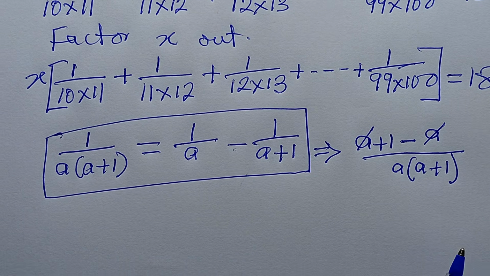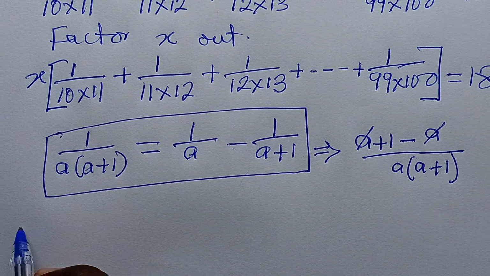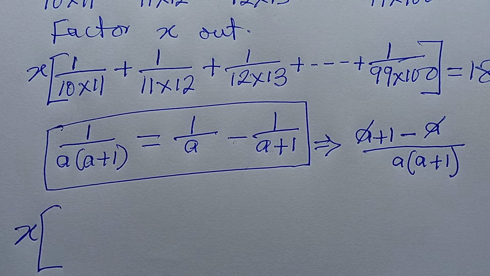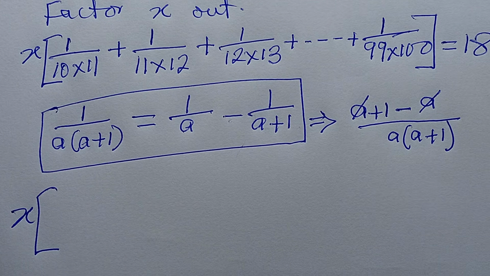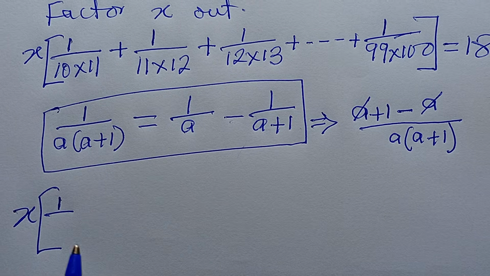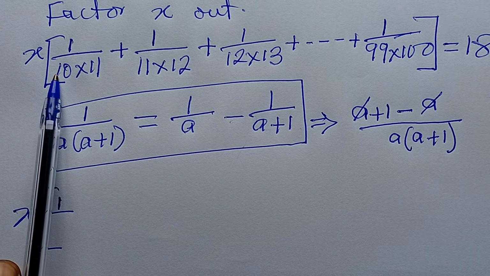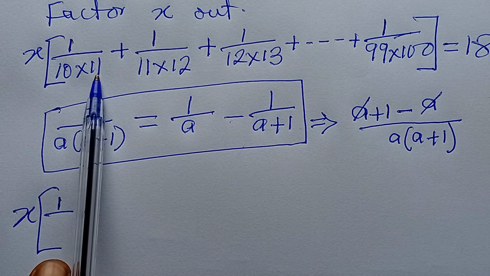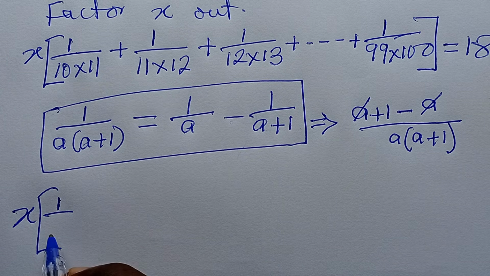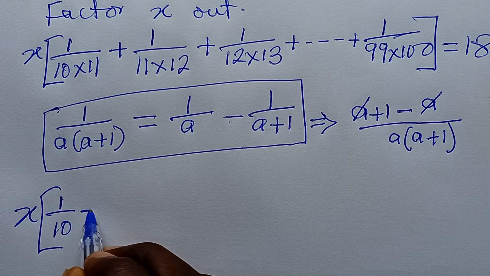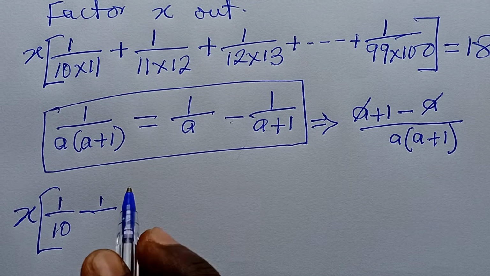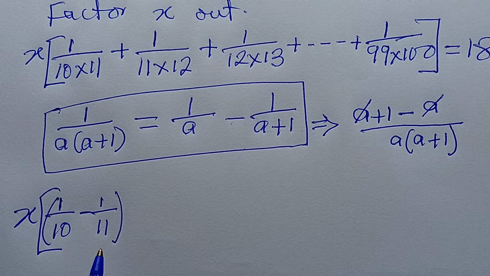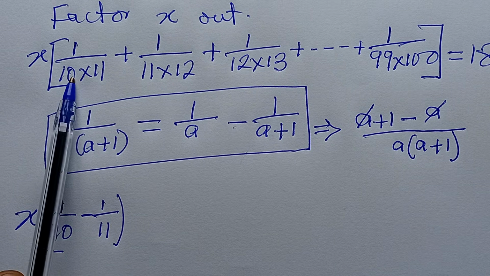Is it possible? Yes. So rewriting them, this is going to give us our x. Let's take our x bracket here. So we're going to have our 1 all over our a, which is 10. Then when we add 1 to our 10, that will give us 11. So definitely this is going to give us over 10. Then minus 1 all over our 11. Let's put this in bracket. The whole of this expression is for this expression here.